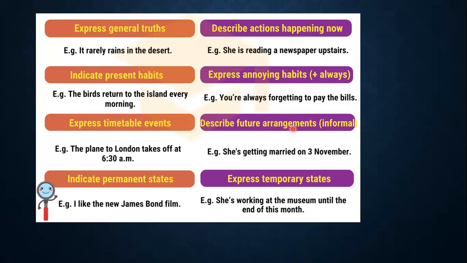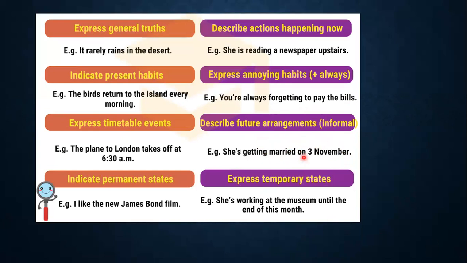Describe future arrangement, in an informal way. And express temporary states, as we mentioned before. Explicaba temporary actions. Ok, ¿qué es lo que significa? What is the difference between this? Describe future arrangement, o sea que describe arreglos informales, futuros arreglos informales.